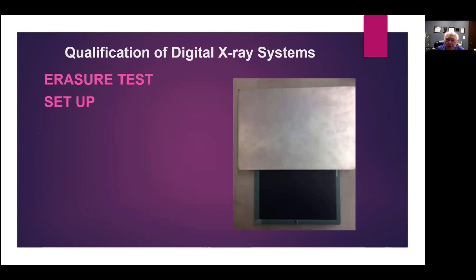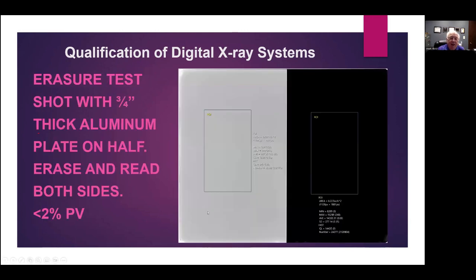Since plates are used over and over, you want to make sure that your erasure is working. If you get ghost images on your plate, it's going to interfere with further x-rays that you're taking. So you want to make sure that your erasure system in your CR system is working. So typically you cover half of it, you expose it, and then you do a check, and it has to be less than 2%. Once you erase it, the covered side against the side that was exposed has to be less than 2% pixel value. That way you know your erasure system is working.